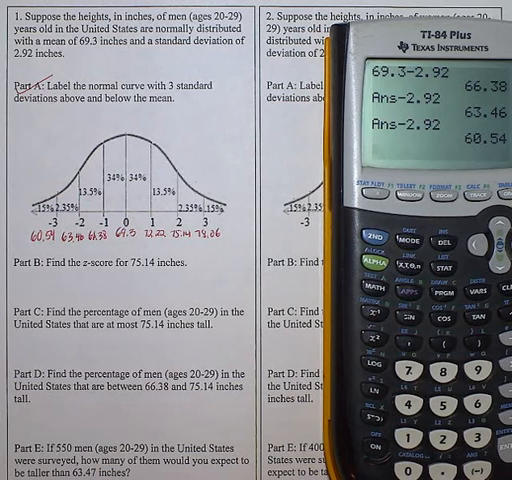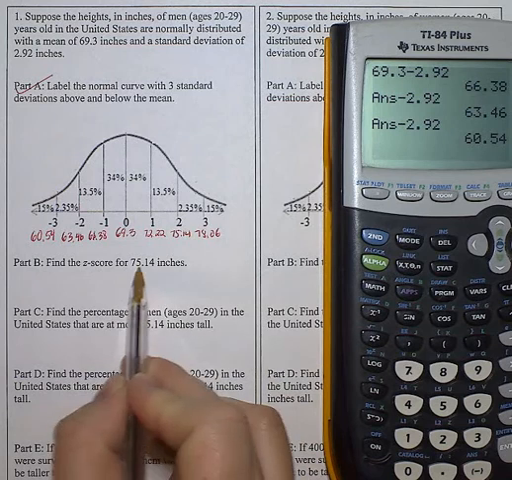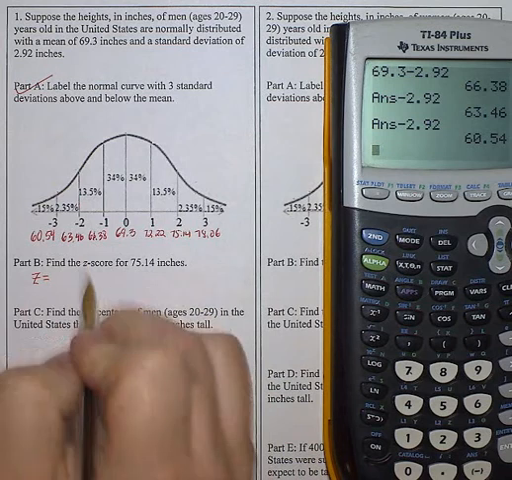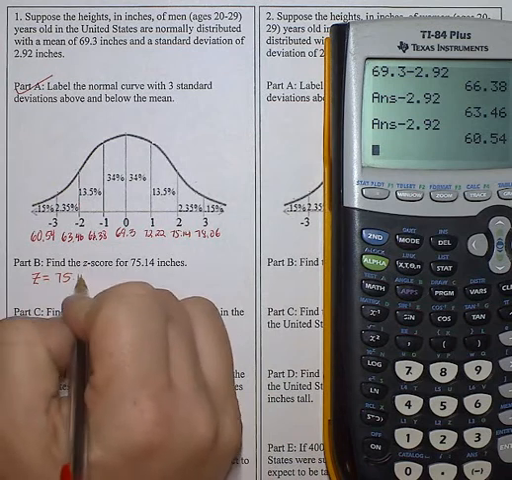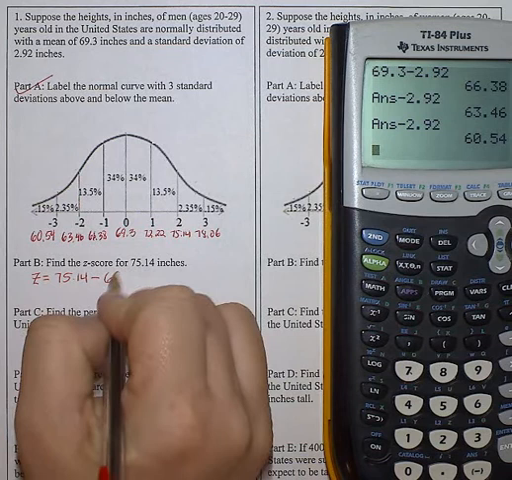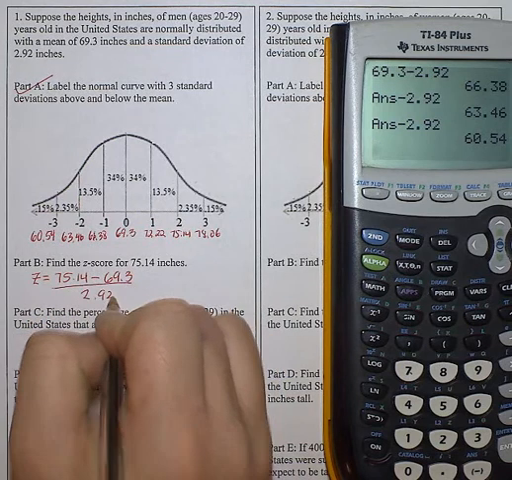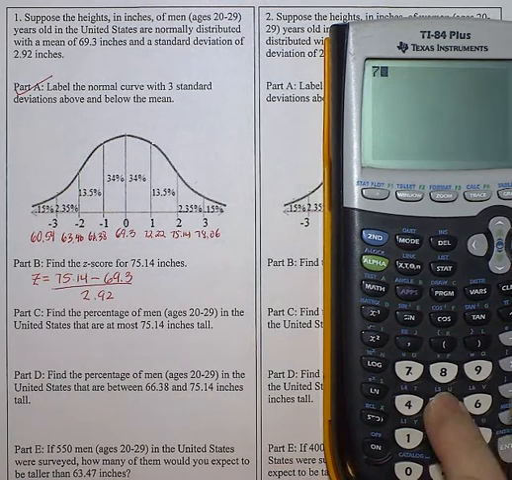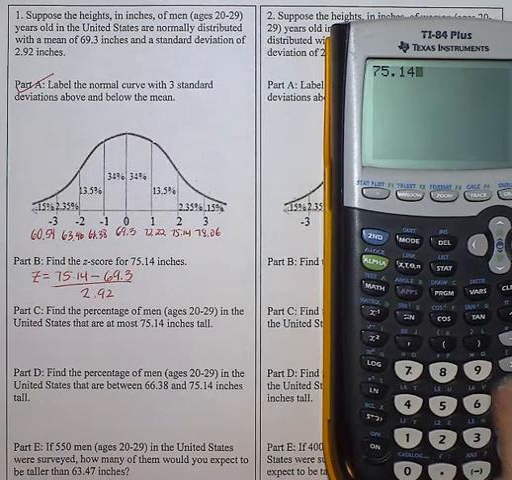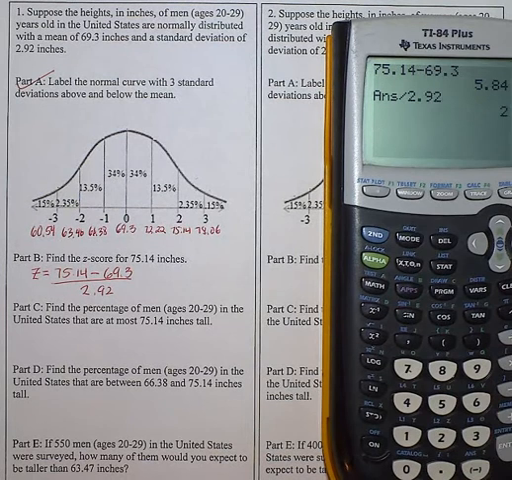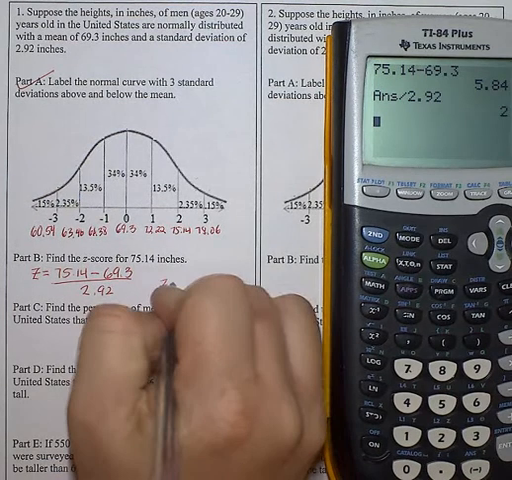Part B says to calculate the z-score, and we're going to calculate the z-score using a data point of 75.14 inches. So I do need you to show your work. So a data point, subtract the mean, divided by the standard deviation. And I have a z-score of 2.